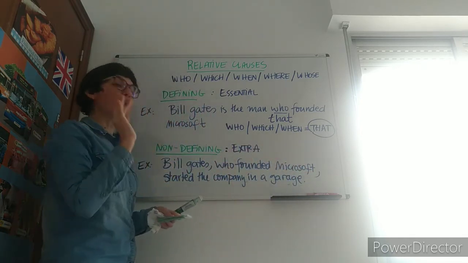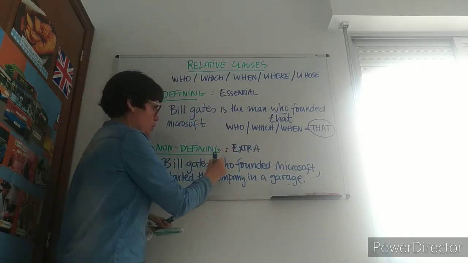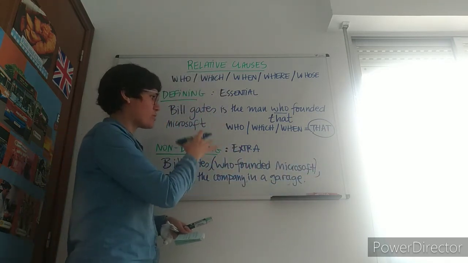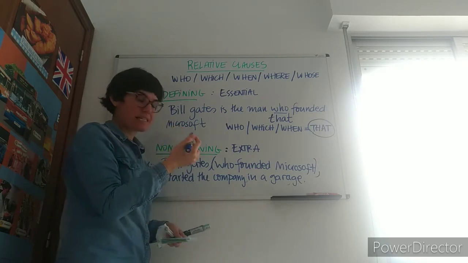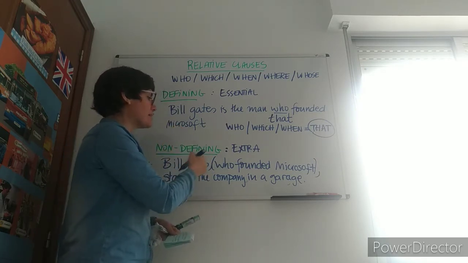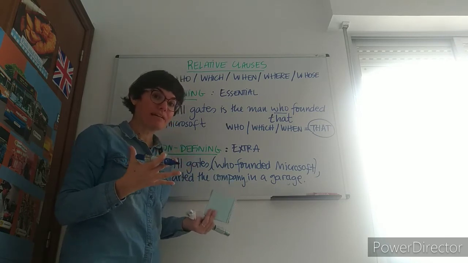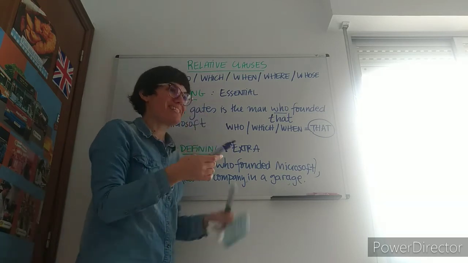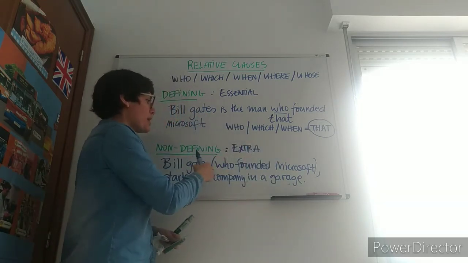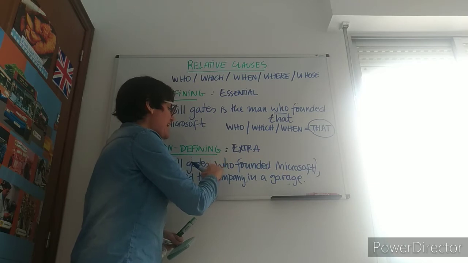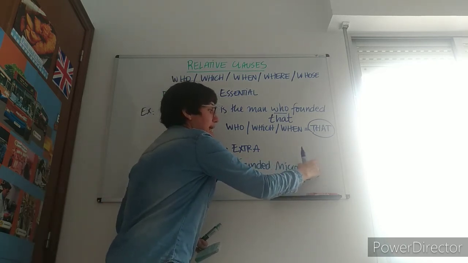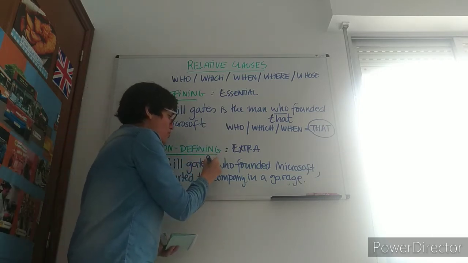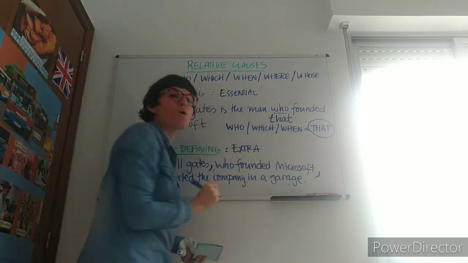So, if we eliminate who founded Microsoft, which is a relative clause, the non-defining relative clause, the main sentence, Bill Gates started a company in a garage, does it have any meaning? Yes. So Bill Gates started a company in a garage is a complete sentence. So who founded Microsoft is extra information that we add. And it's extra information, so we introduce it between commas.